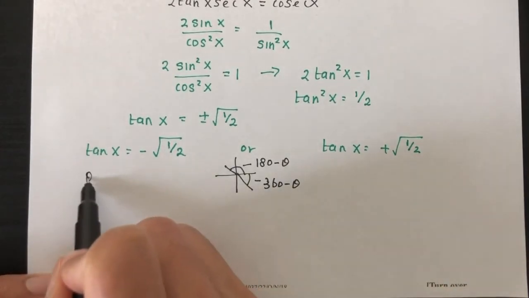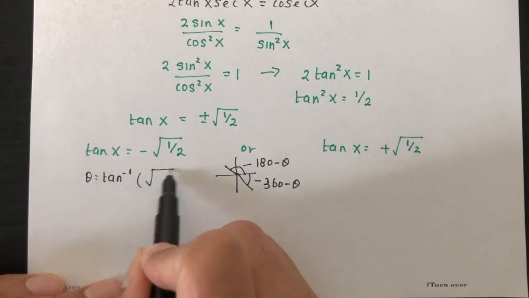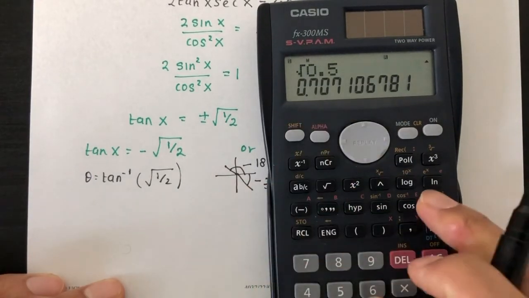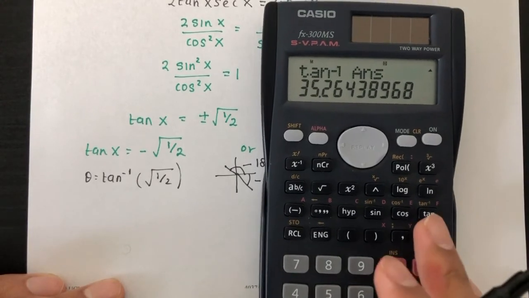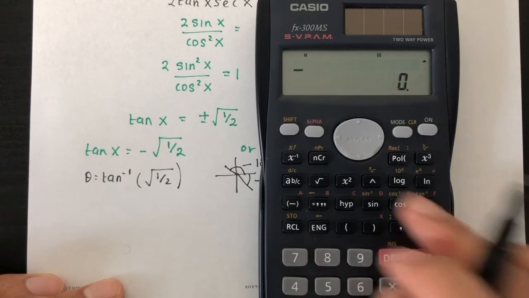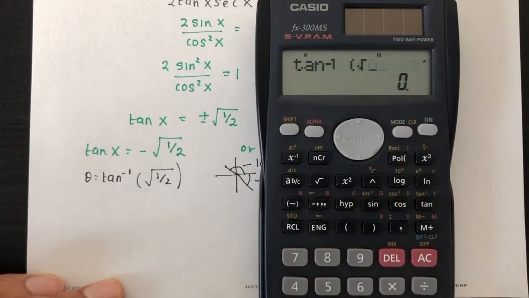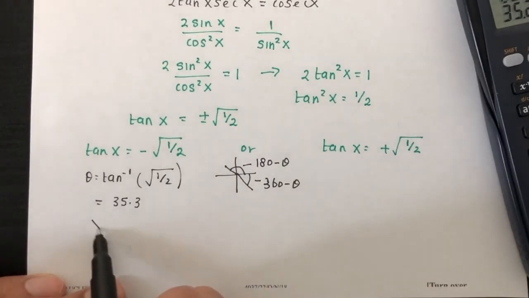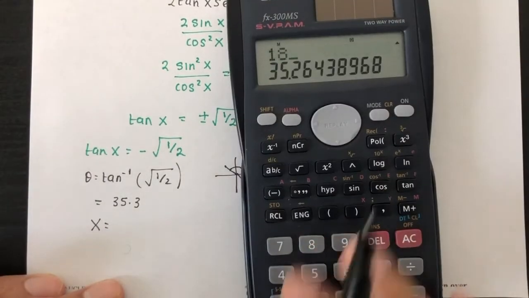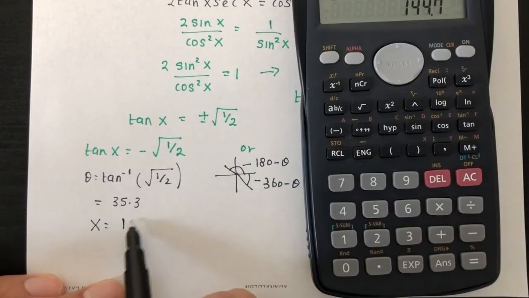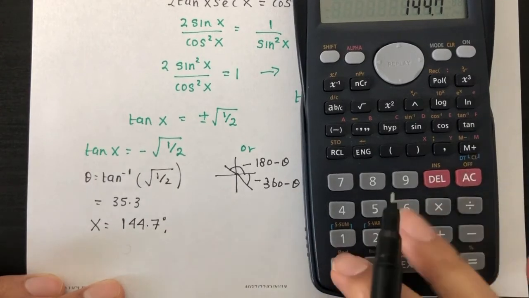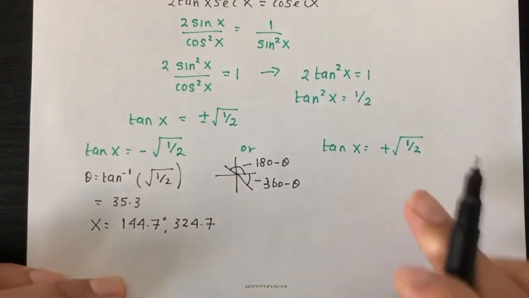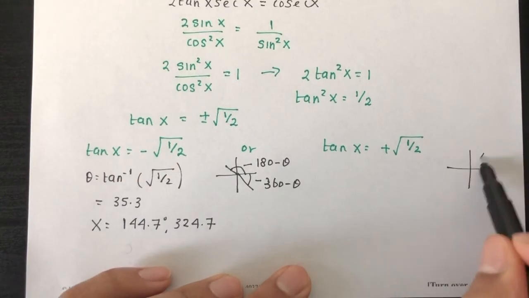Now first find the value of theta. Theta is tan inverse of the positive value of this. So root of 0.5, tan inverse of that, let's use degrees, should be 35.3. So theta is 35.3, but your value of x should be, first one is 180 minus theta, so 180 minus 35.3, that is 144.7, and then 360 minus theta, 360 minus 35.3, is 324.7.